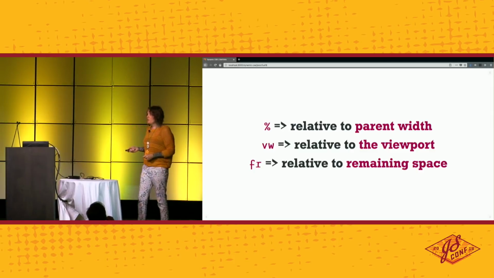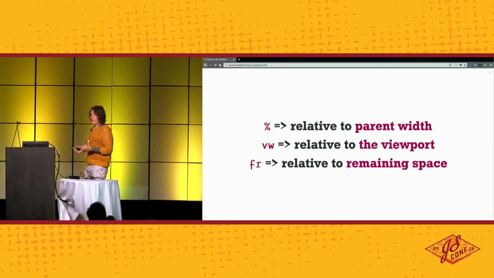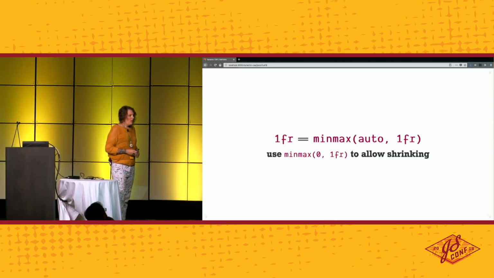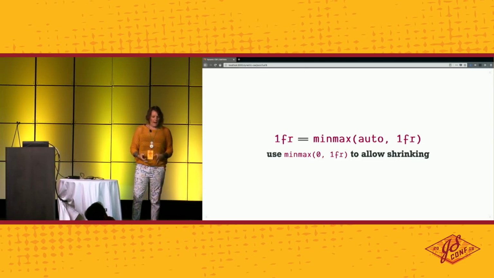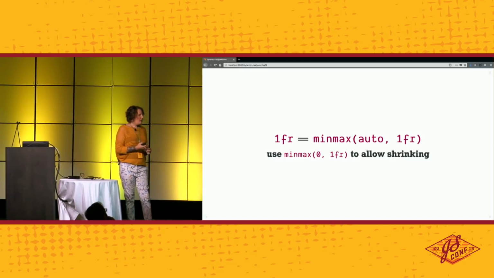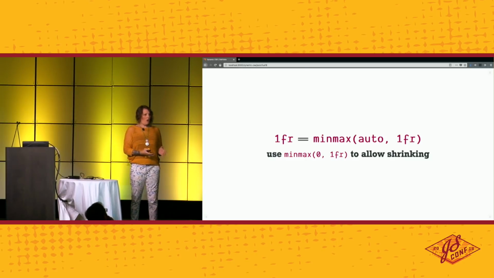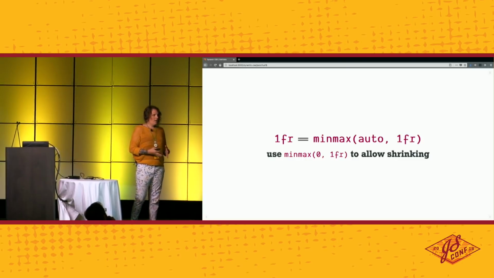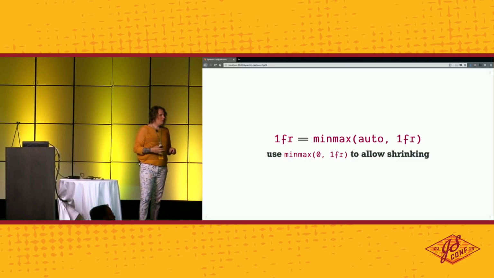So a fraction unit takes up a percentage of remaining space. That's similar, if you've used Flexbox, to the flex grow and flex shrink, which have no units. It's exactly the same context. How fast should this shrink or grow to give up or take up remaining space? One tricky thing about the fraction unit, if you define something as one fraction, it automatically assumes you mean min-max auto one fraction. So it will only grow and not shrink because auto is the minimum and then it's allowed to grow to one fraction.